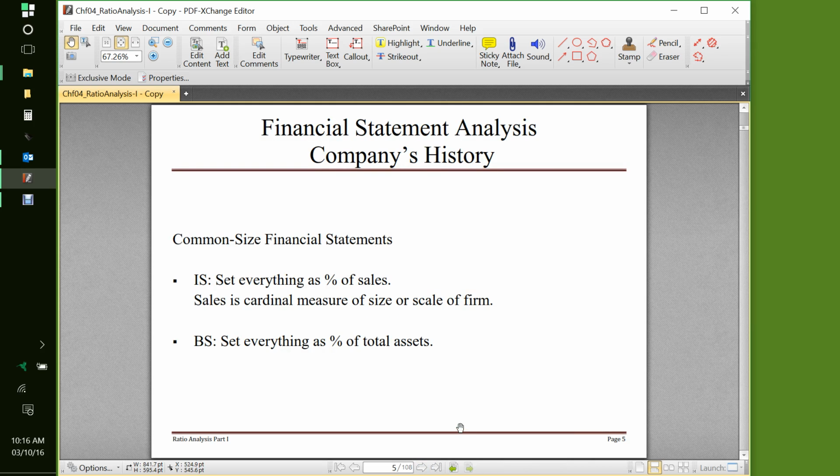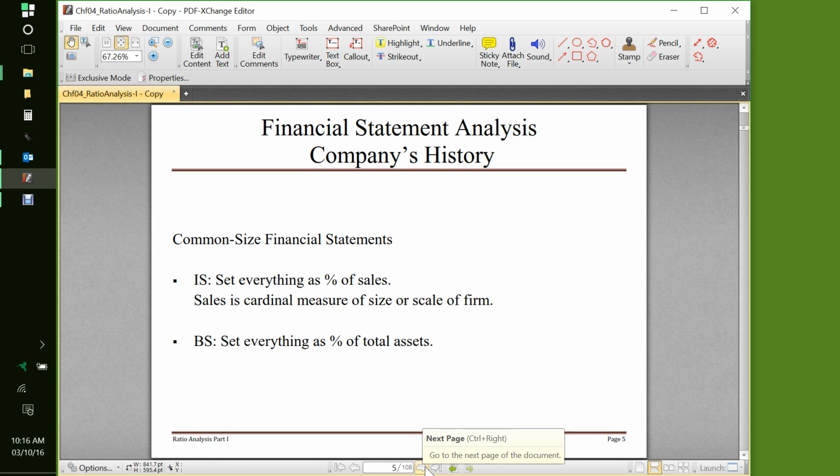So if we look in the dimension or along the axis of a company's history, one way to look at this is to use what's called common size financial statements. And how these work is that on income statements, everything is set as a percent of sales. This is kind of a good thing because sales is really the cardinal measure of the size or scale of a firm.